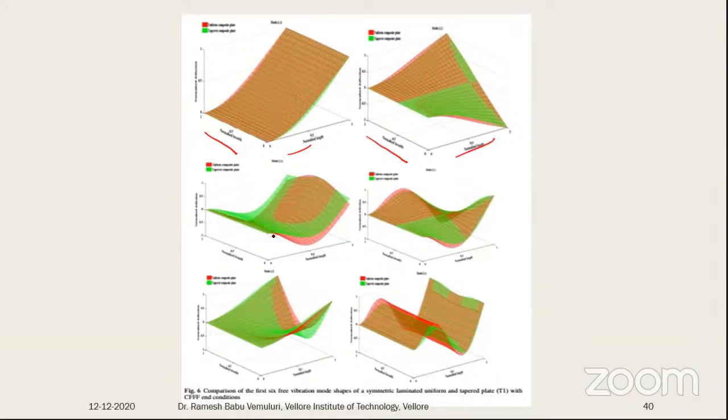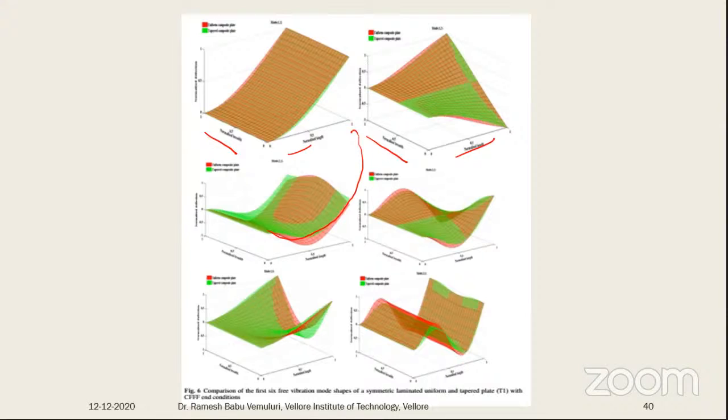So here you can observe this mode shape. Here I have combined the width and tapered configuration, with only the tapered plate and with the sandwich.